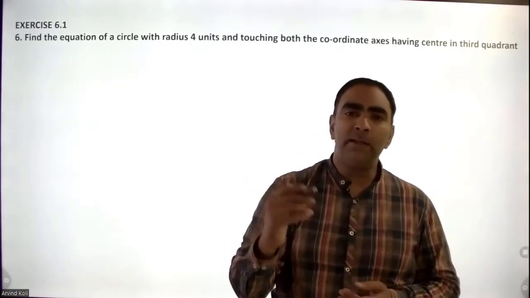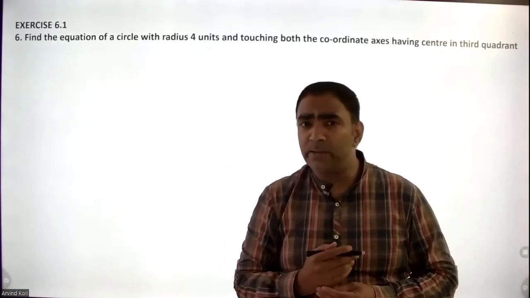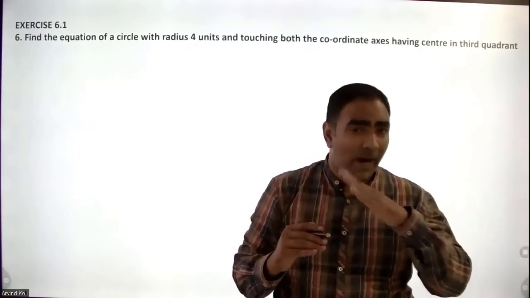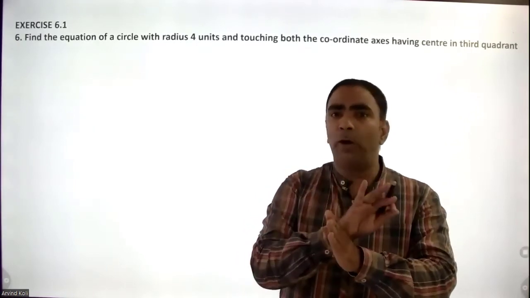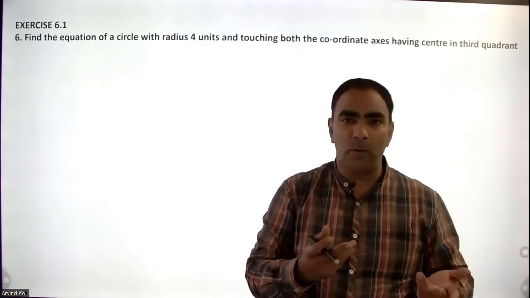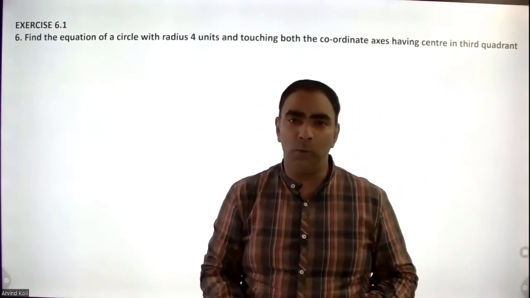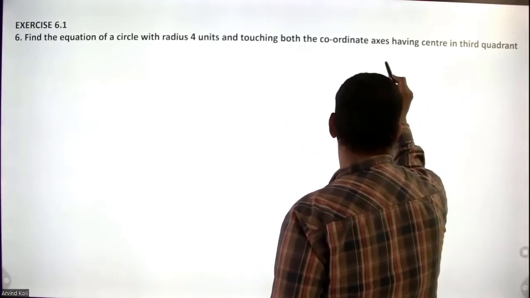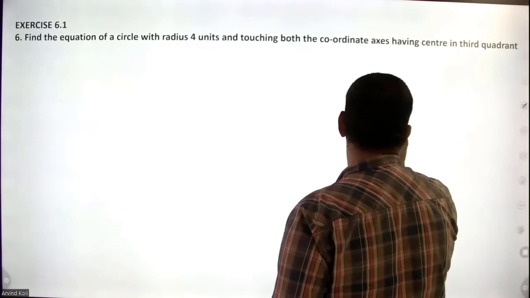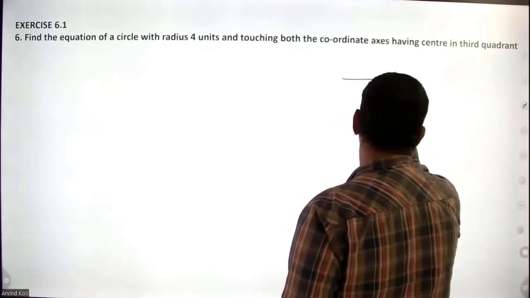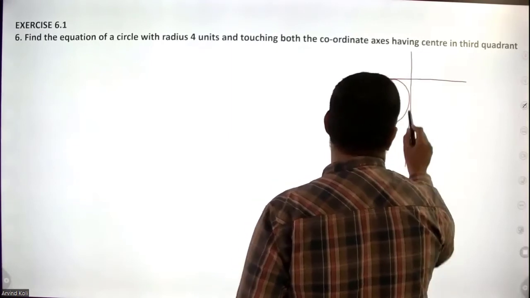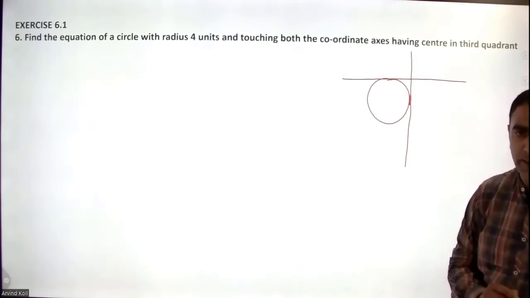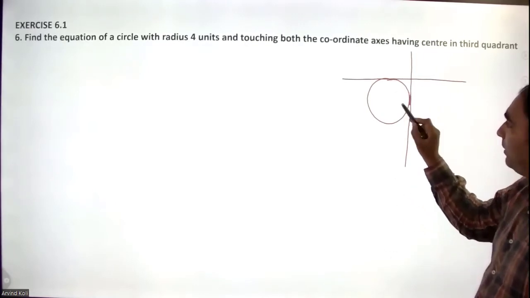Easy. If the circle is touching the x axis, then what is the radius? Radius is equal to modulus of the y coordinate. If the circle is touching the y axis, then it is the modulus of the x coordinate. If it is touching both, take either one and you will get the radius. So now our circle is something like this. It is in the third quadrant and touching the x axis and y axis.